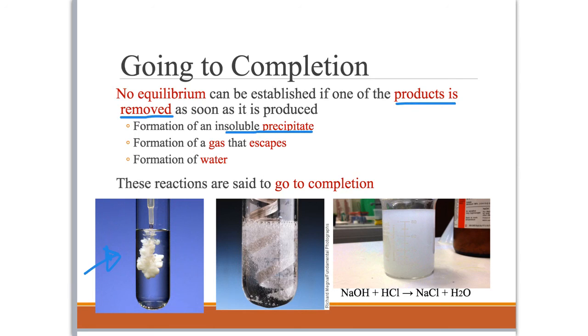Or if you don't have a closed system and you're making a gas that escapes the system, again, we have no way to kind of grab it and make things go in reverse. So our second test tube is showing a bit of magnesium and hydrochloric acid. You saw that reaction last week. And so this is, again, a reaction that goes to completion because one of the products is leaving. And if water is made as one of the products, it also will not reverse. And so these reactions are all called going to completion. They are not reversible. They are not going to establish an equilibrium.